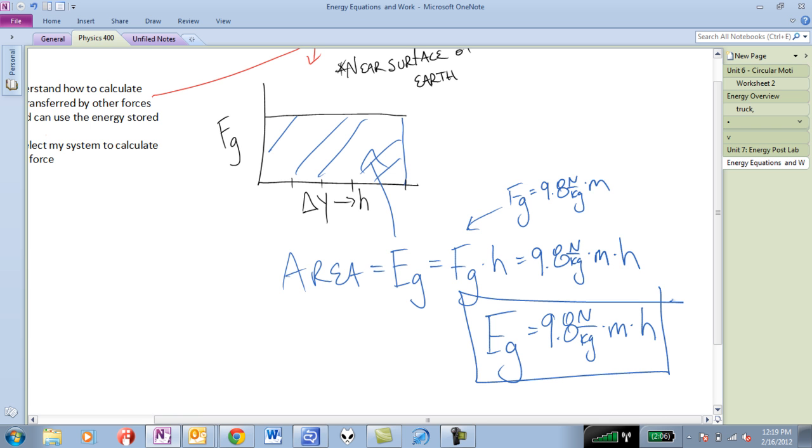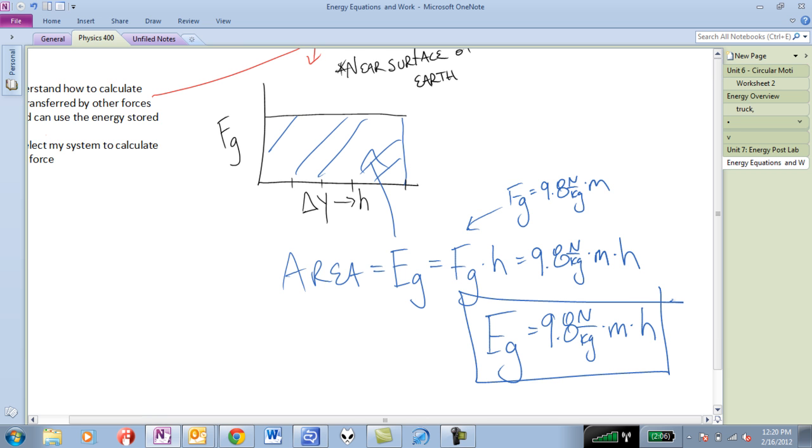This is again taking a reference point of 0 as being no height, no EG. Any questions with that? So very easy equation, first one to start off with that we can get. Pretty simple.